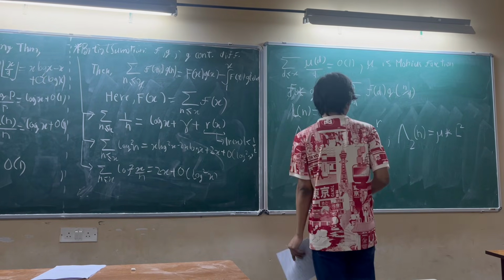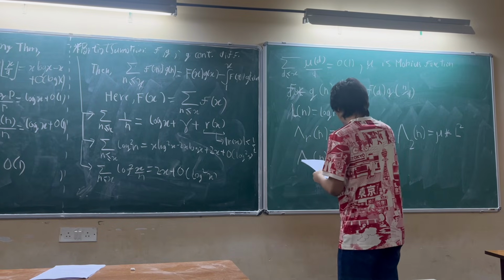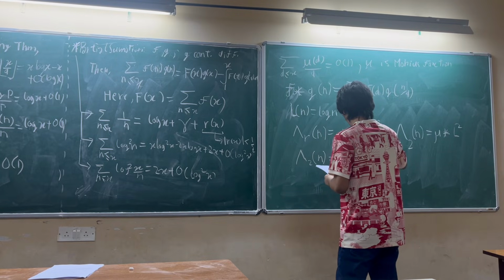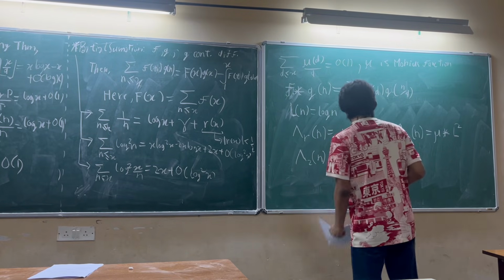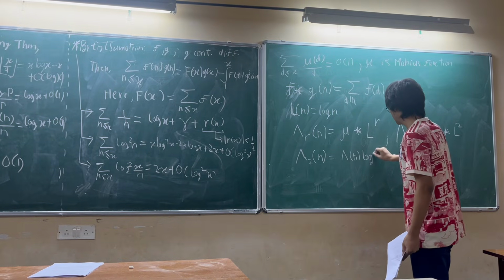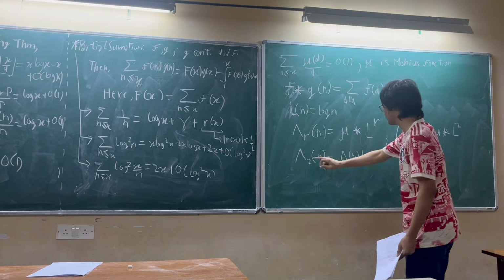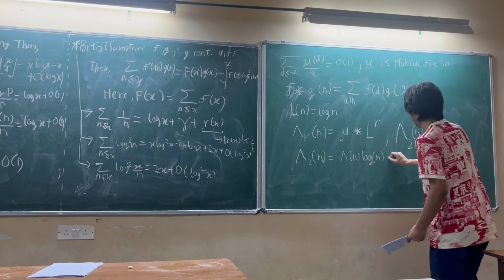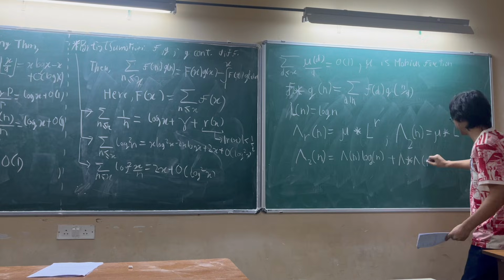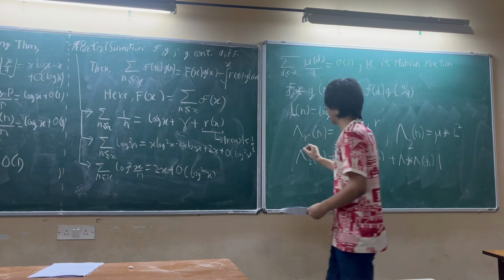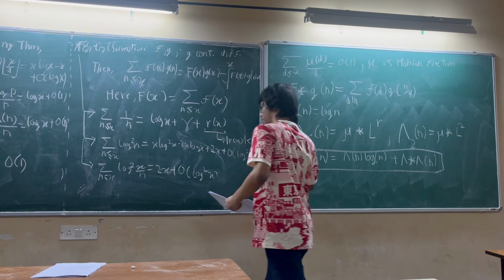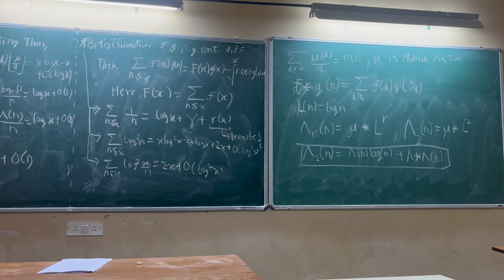It's not a very difficult thing to see that mu star L square would be in fact lambda times log n, representing lambda 2 in terms of lambda, plus lambda convoluted with lambda of n. So this is one of the identities that we are going to use going forward. This will be very useful.